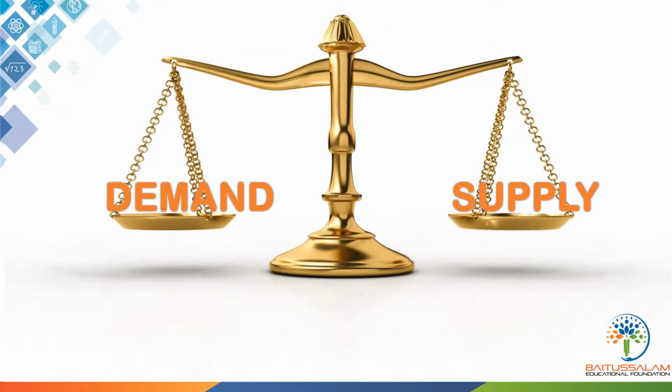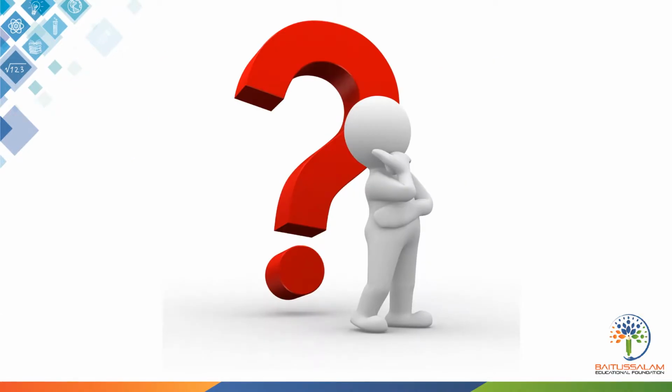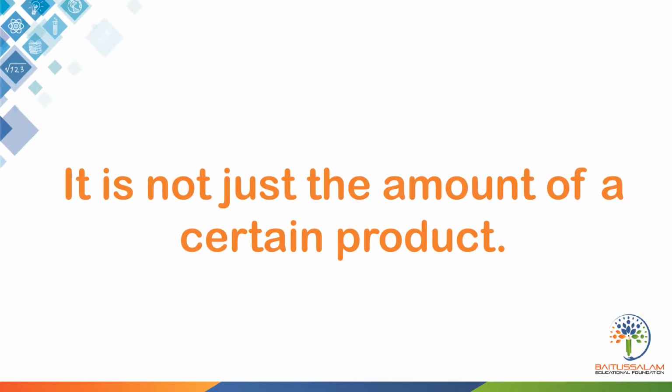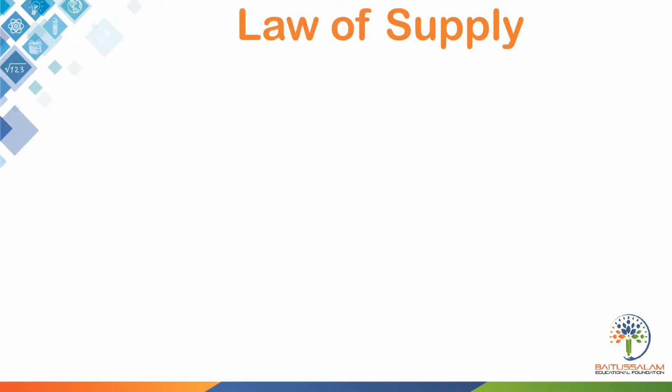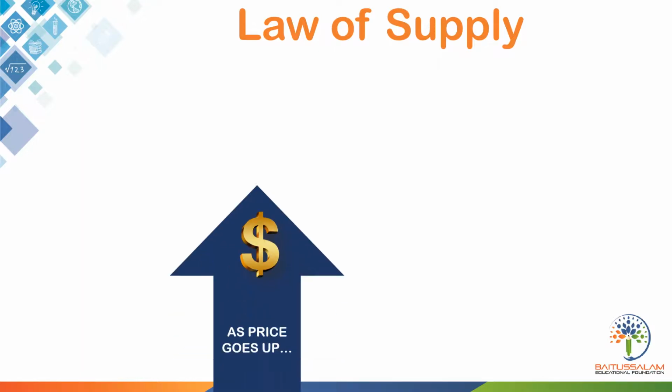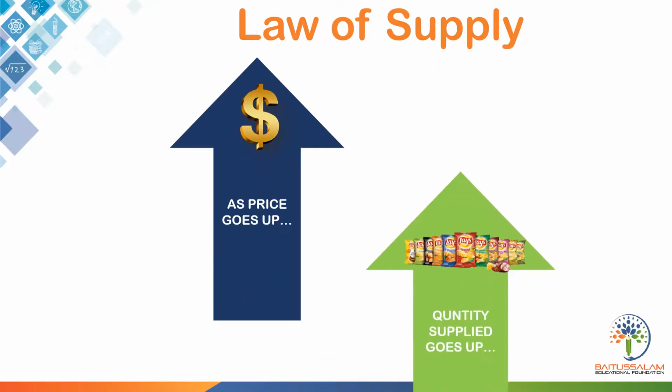Supply. Demand and supply both play a vital role in understanding the market structure. Before going into more details of demand, we should be knowing, what is supply? It is not just the amount of a certain product. Supply is the willingness and ability of firms to produce a given quantity of a good or service at a given price over a given time period. The law of supply states, as price increases, the quantity supplied will increase.